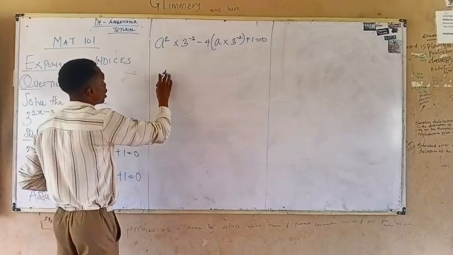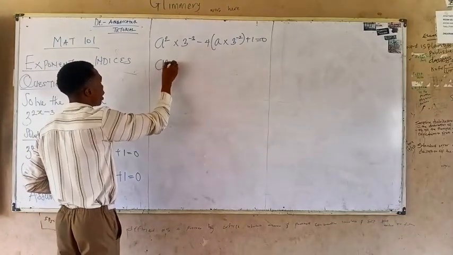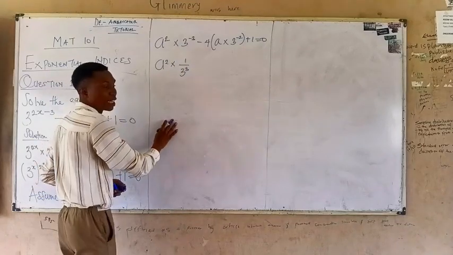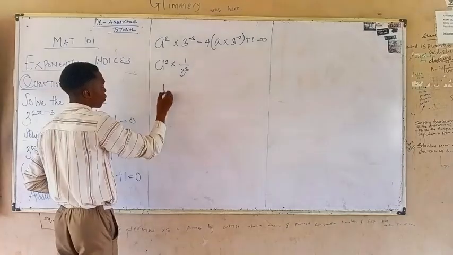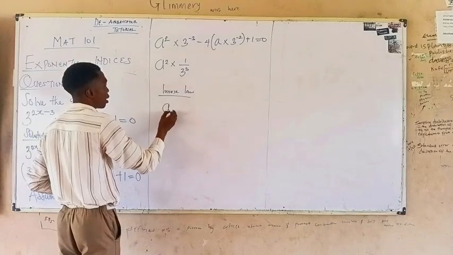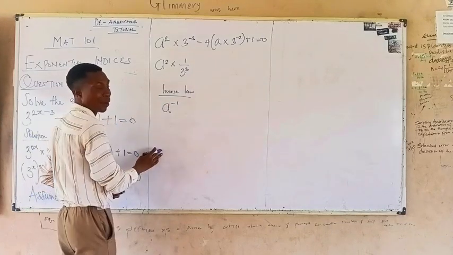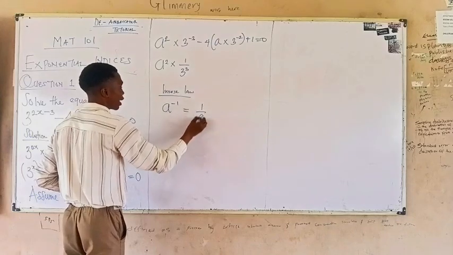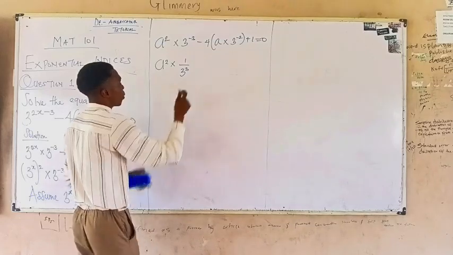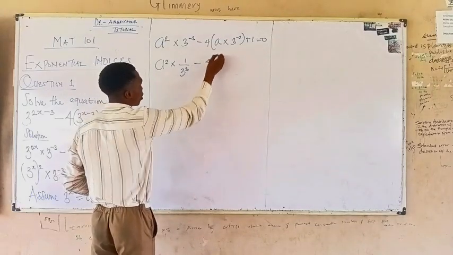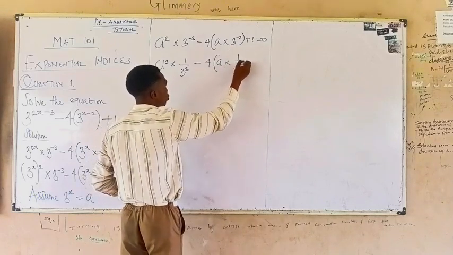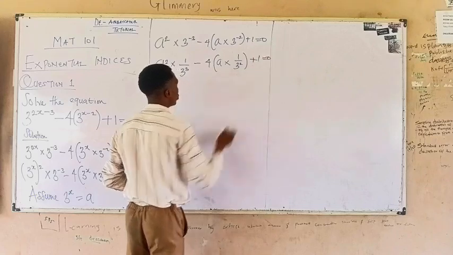Let's look at this carefully. This can be written as a squared multiplied by 1 over 3 to the power of 3. This is the inverse law in indices: a to the power of minus 1 is written as 1 over a. That's what I applied here. So when I apply the inverse law, I have minus 4a times, the same applying here, 1 over 3 to the power of 2, plus 1 equals 0.